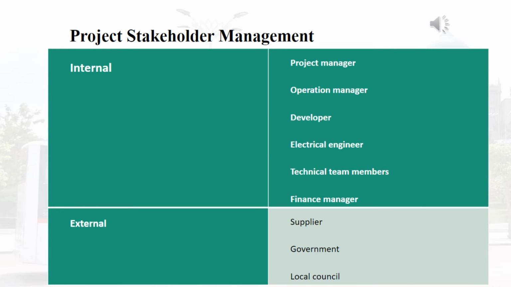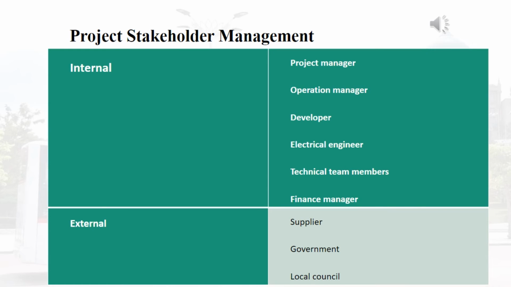Project stakeholder management. According to the Project Management Institute, the term project stakeholders refers to an individual, group, or organization who may be affected by, or perceive itself to be affected by, a decision, activity, or outcome of a project. In project stakeholder management, we need to identify the stakeholders at the very early stage of the project, analyze their expectations and influences, and develop appropriate strategies to work with them.